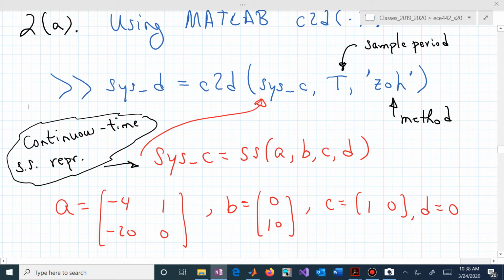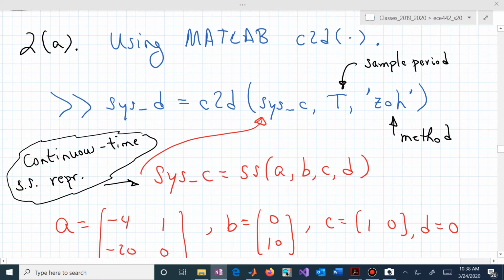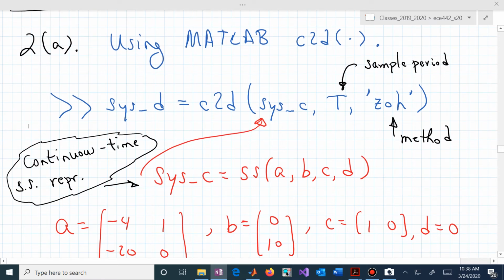We've defined then a state space object with the A matrix, which I'm saying is lowercase a, it's 2 by 2. The lowercase b is 0, 10, stacked on top of each other. C is 1, 0, written side by side, that's a 1 by 2, and D is a 0. Then the second argument in c2d would be the sample period, and the third argument in c2d in single quotes is the method that you're trying to use to produce the continuous to discrete transformation. Here it's the zero-order hold.